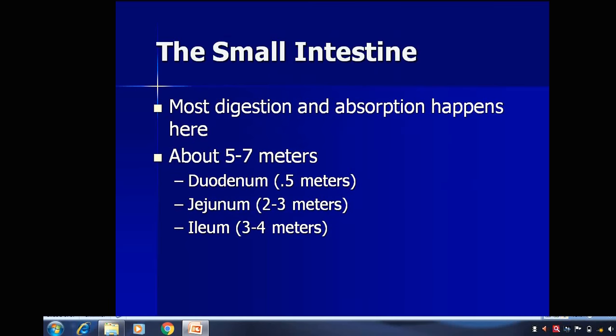When you see the small intestine, most of the digestion and absorption occurs there. It is about 5 to 7 meters long and divided into three parts: duodenum, jejunum and ileum. The duodenum is about 0.5 meters, the jejunum is about 2 to 3 meters, while the ileum is about 3 to 4 meters. These are the different parts of the small intestine.